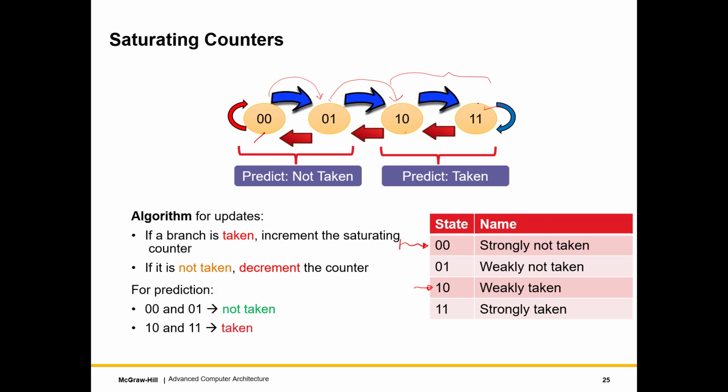And once a state is at strongly taken, if it is not taken just once, it will still come to this stage, which is fine, we'll still predict taken. So a saturating counter works very well when a branch is biased, in the sense when a branch predominantly takes one direction with one odd anomaly sometimes.